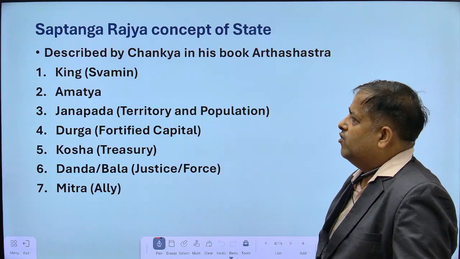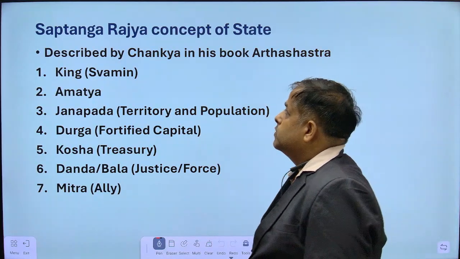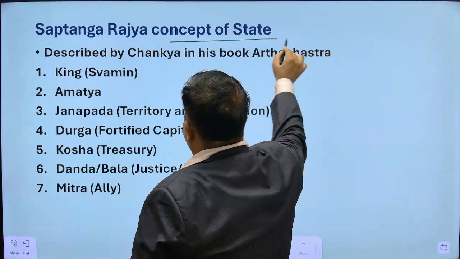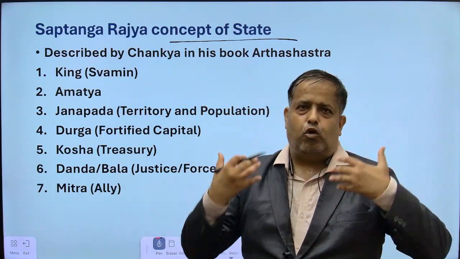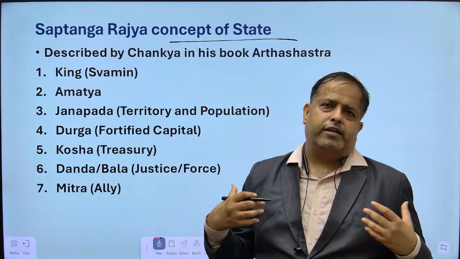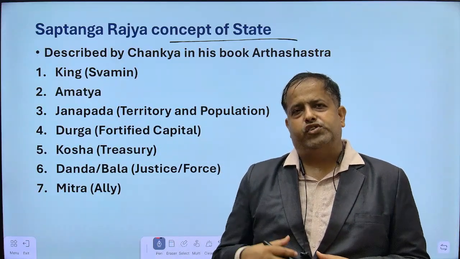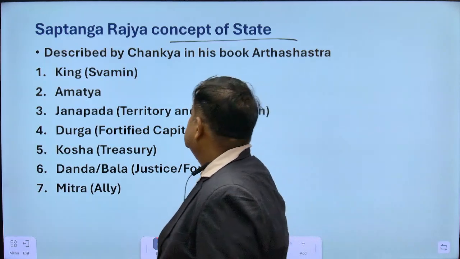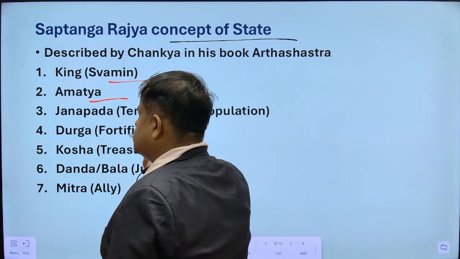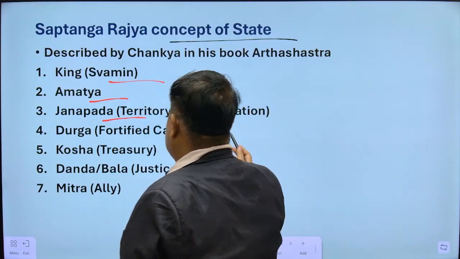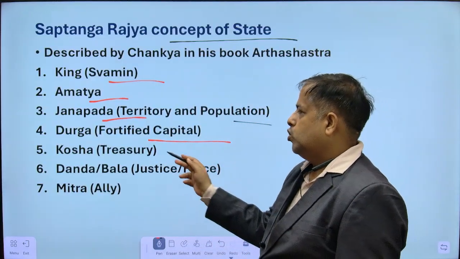Okay, so now we have to talk about the Mauryan administrative system. So, beta, the Mauryans have the Saptanga Rajya concept of state. Saptanga means every state has seven angas, just like our body has parts. Chanakya in his book Arthashastra says that just like the body has parts, the state also has parts. The first part is the king, known as Swami, then the Amatya, the chief minister, Janapada, the area including the territory and population, Durga, the fortified capitals, and Kosha, the treasury.